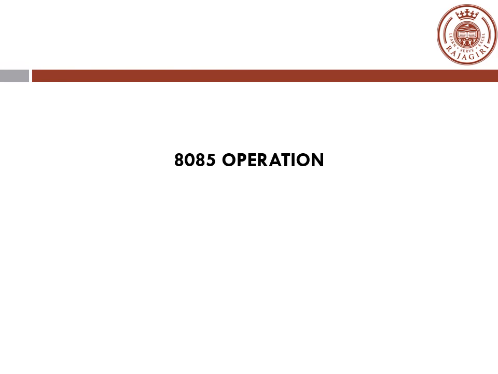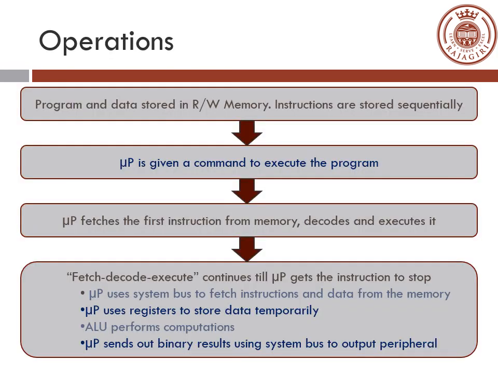Now coming to the 8085 operation. The program or the data is stored in the read-write memory, or the RAM, and if it is a program, the instructions are stored sequentially. This is how the microprocessor starts the operation. The microprocessor is given a command signal to execute the program.